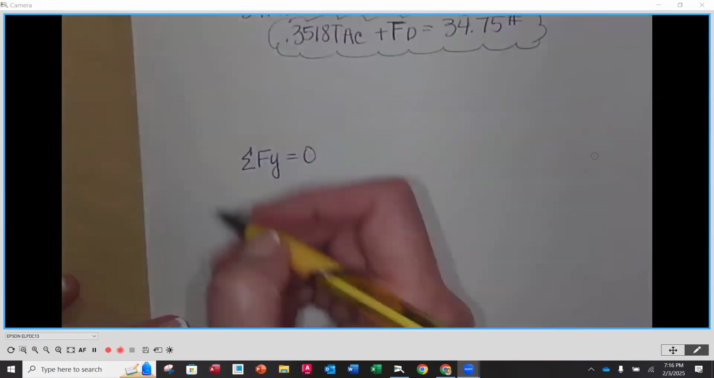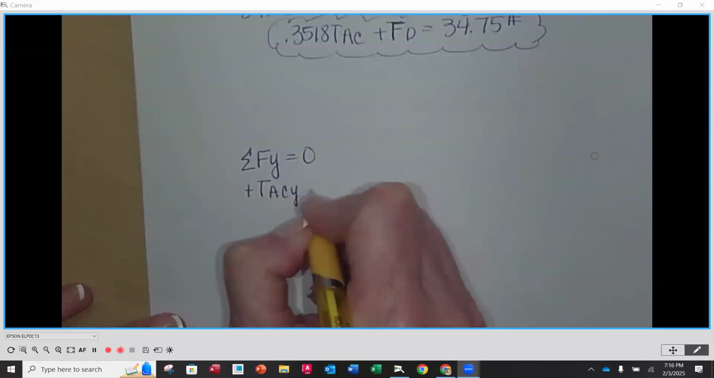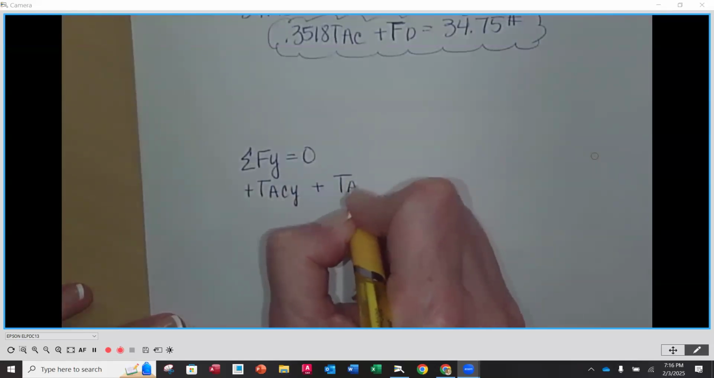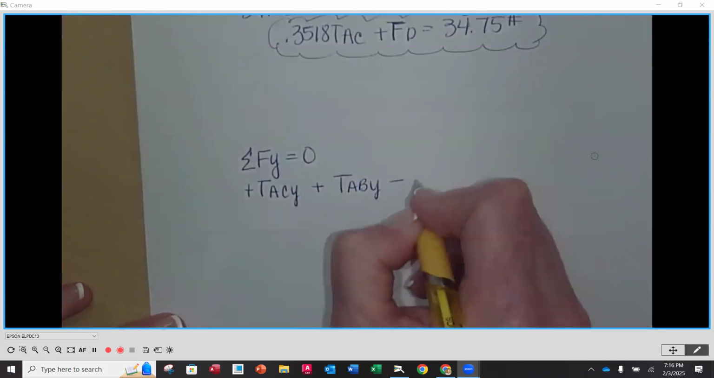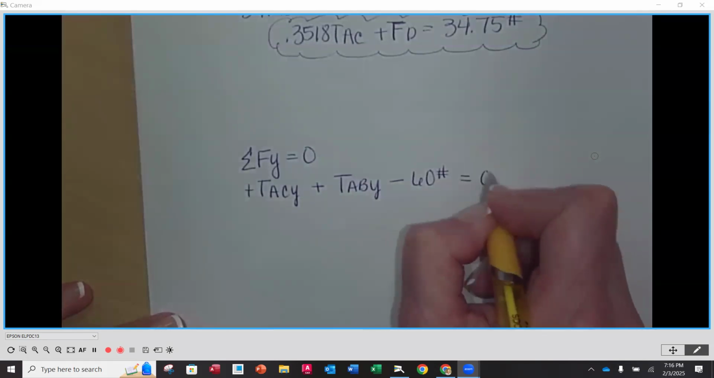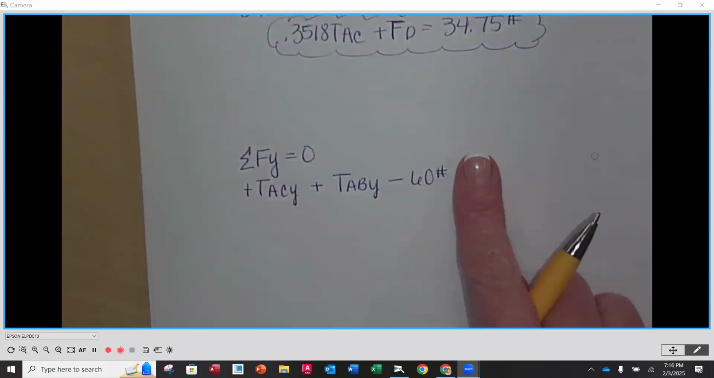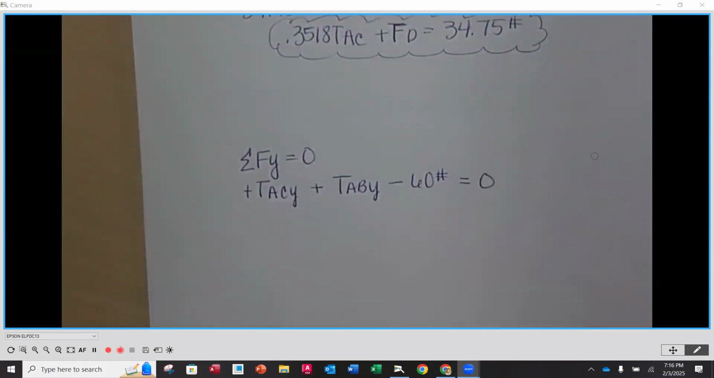So in this case, I've got a positive TACY, positive TABY, and a negative 60 pounds. And I'm going to set that equal to 0. Again, everything on the left-hand side has to be set to 0 because we've got equilibrium. Don't forget the equal to 0 here. A lot of students will stop here and then they'll kind of randomly add the equal sign in, and it's risky.